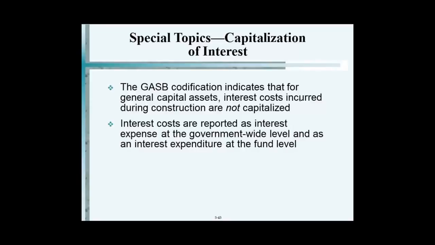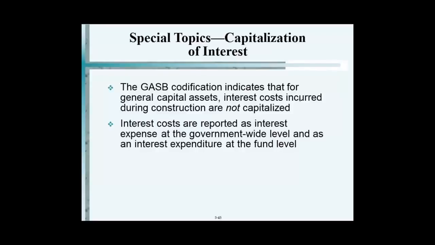So would you consider something like an MTA project? If it's classified as a business type activity, then they would. In the case of MTA, it is actually classified as a business type activity, so it would be capitalized. Even though government funds are subsidized? Yes, but it's run as a business.